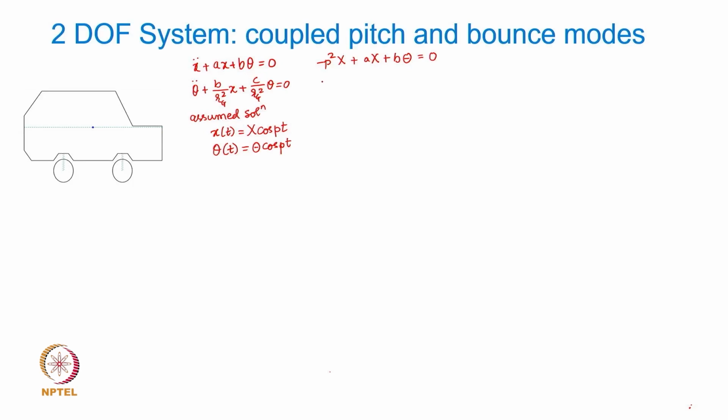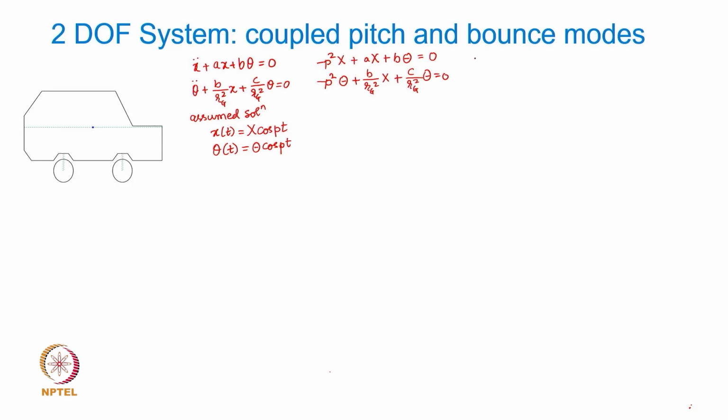Similarly, I can get this equation as minus p square capital theta plus b over rg square capital X. Mind you, cos pt appears in all the terms and it cancels out, and this one is theta equal to 0. This is what you get from the second equation if I substitute the assumed solution.